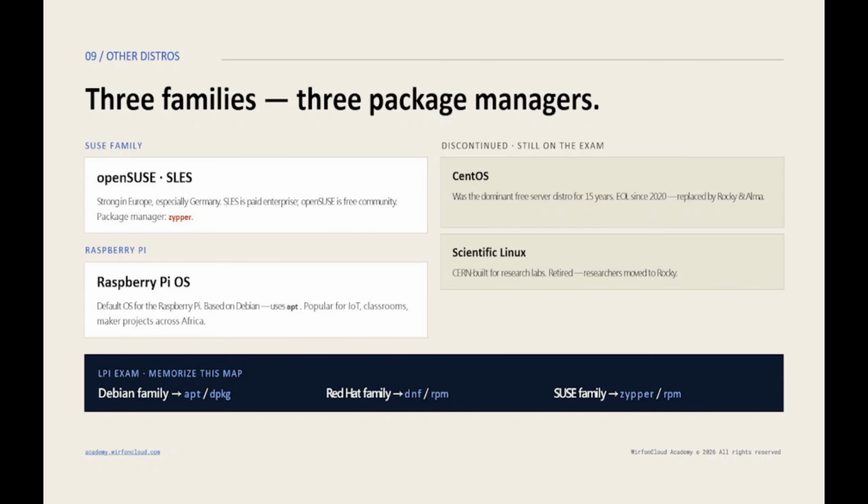SUSE family, openSUSE and SLES, strong in Europe, and uses Zypper. If you remember the family, the package manager is automatic. We'll mention CentOS, which was discontinued, but old documentation still references it everywhere. When you see it in a tutorial, mentally swap it for Rocky or Alma. Raspberry Pi OS is Debian-based, popular for IoT classrooms.